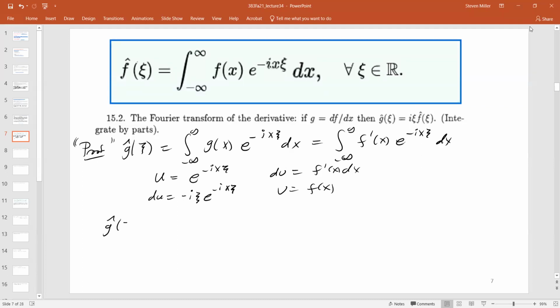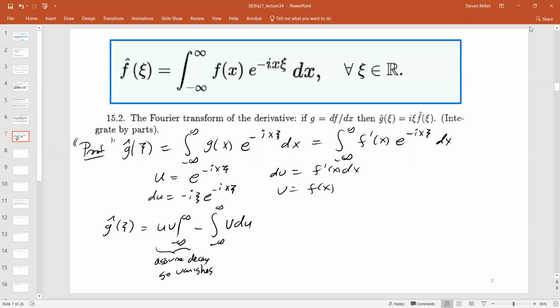And so now g hat of c is going to be uv from minus infinity to infinity, minus the integral from minus infinity to infinity of v du. We assume we have enough decay so that the boundary term cancels. So assume decay so it vanishes. And again, that's not a big deal to assume that we have enough decay so that the boundary term vanishes.